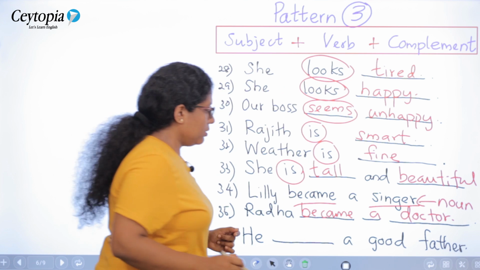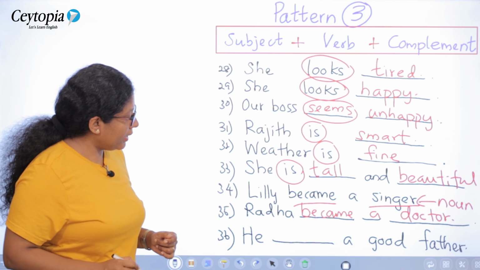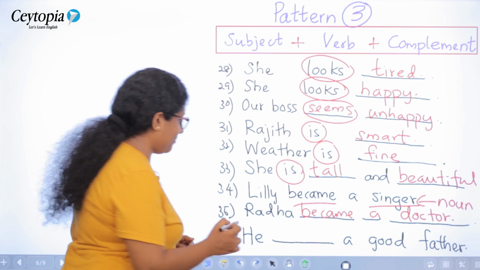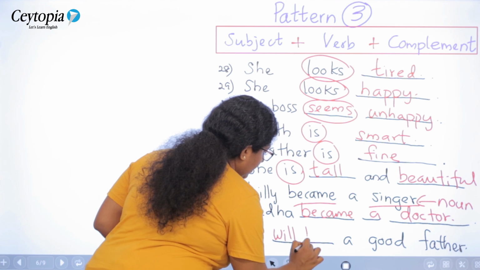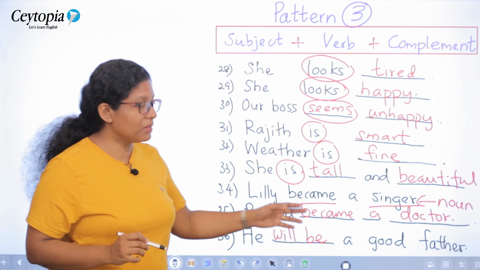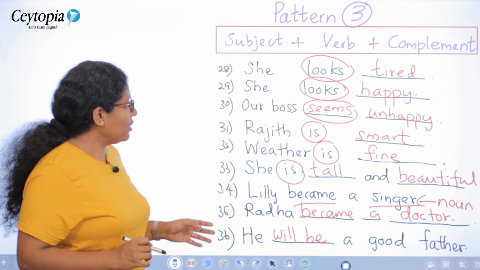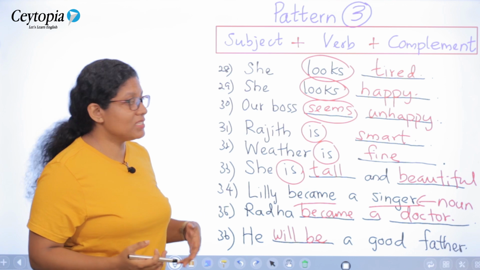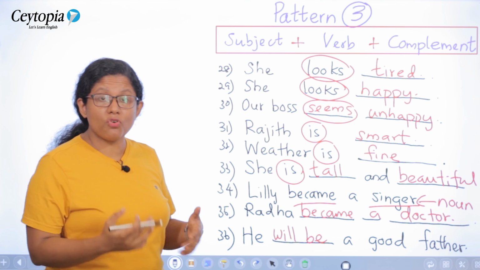Radha became a doctor. He will be a good father one day, let's say. Now we use a different verb this time, a different be verb. He will be a good father. Now you can see we can develop a lot of sentences using the same structure. Let's move on to pattern 4.